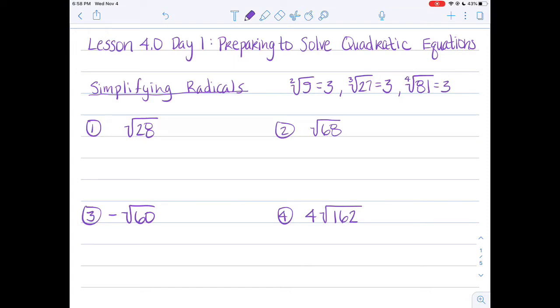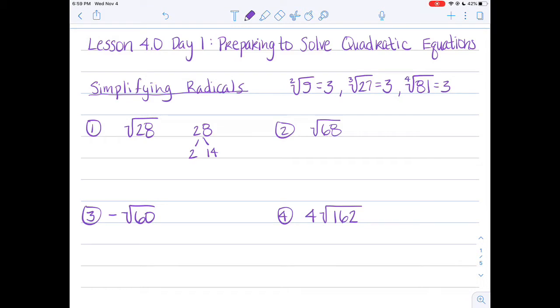depending on which root we're taking. So here we're dealing with square roots, and we want to simplify the radicals, which means we want to pull out any hidden perfect squares that might be there. So in order to do that, we're going to use a factor tree, and we're going to think of 2 things that when we multiply together will equal 28. So a couple of possibilities, but let's go with 2 and 14.